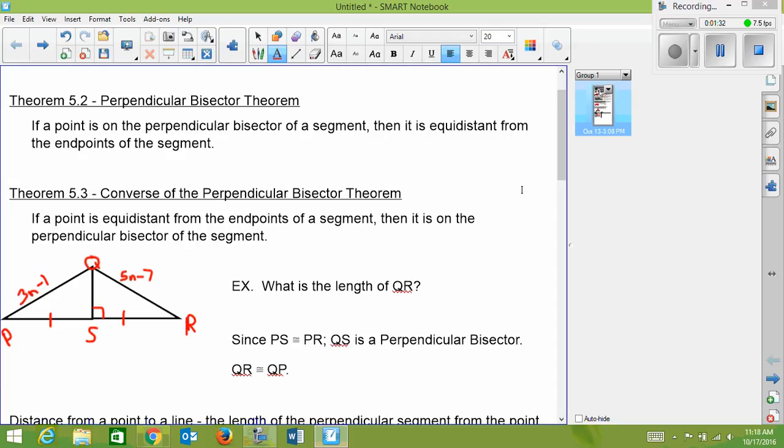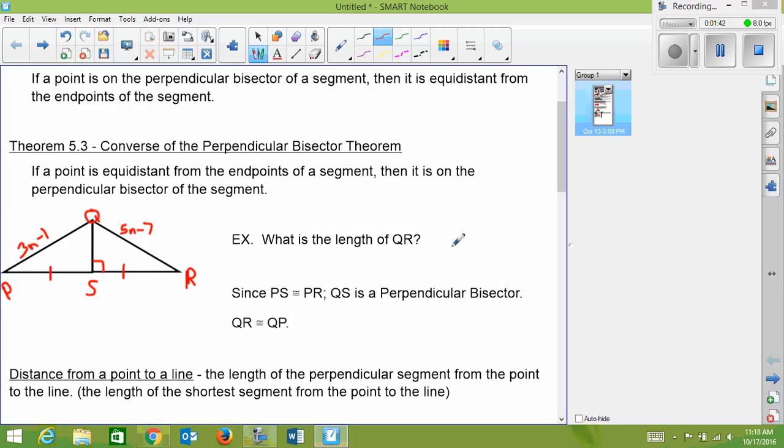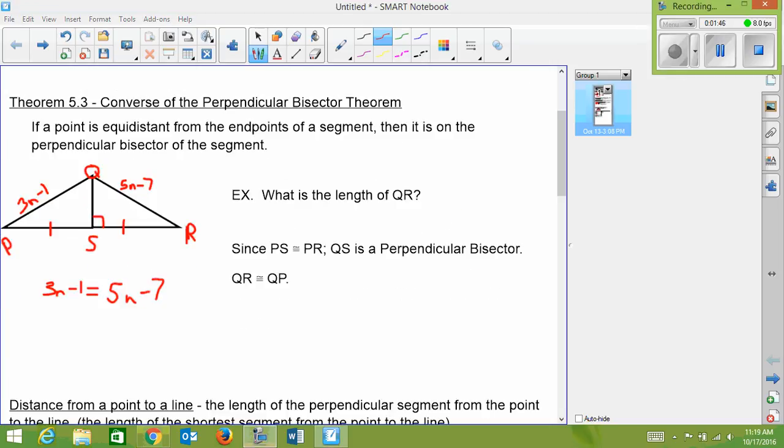And because you know that, you can do the work then to figure that out. So you set them equal to each other. I didn't really leave myself a room here, so hang on a second. Okay, so I have set these two things equal to each other, the QP and the QR. So 3n minus 1 equals 5n minus 7.